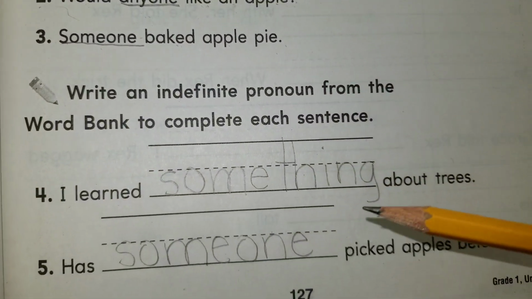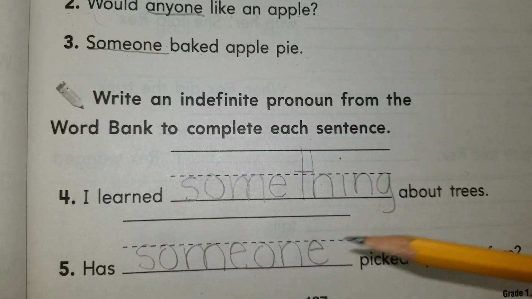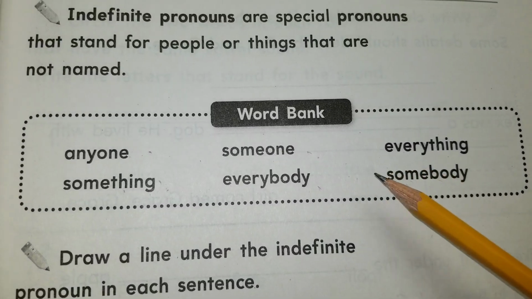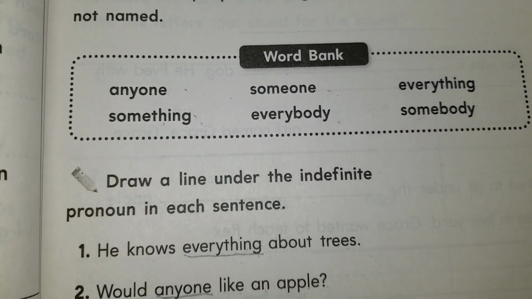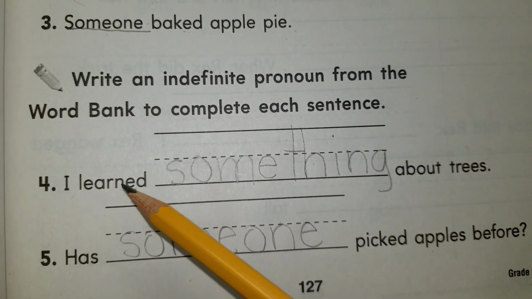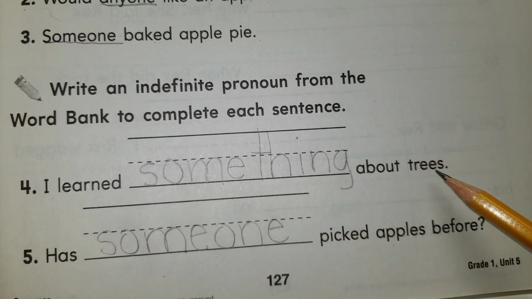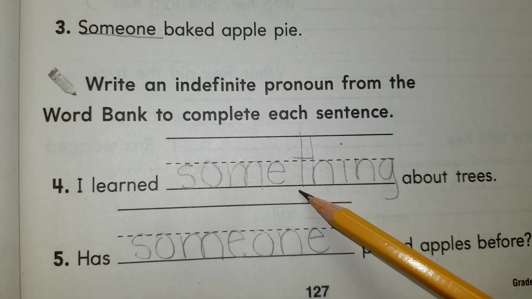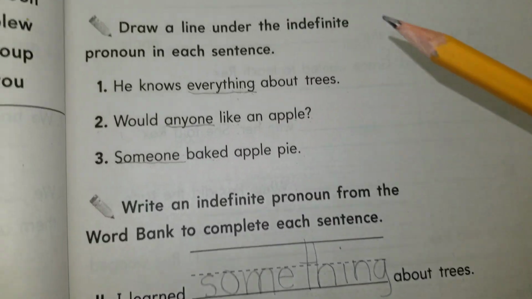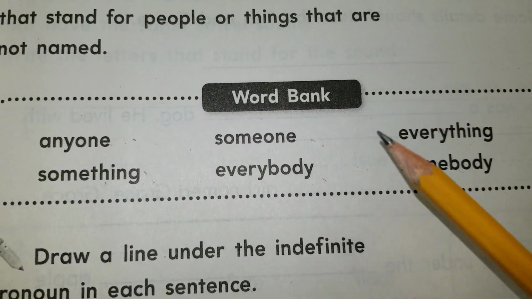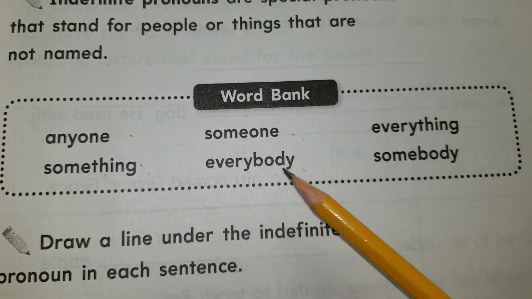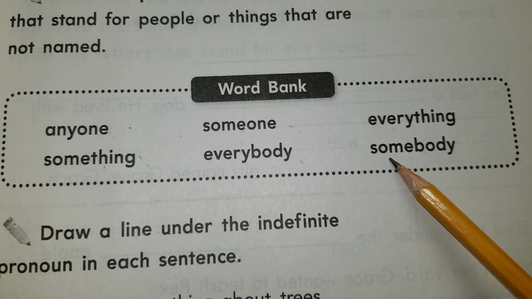Now, let's go to the bottom, because at the bottom you have the blank spaces, the empty spaces. And you are going to choose pronouns from the word bank to complete the sentences. Now, as you can see, boys and girls, the first one says, I learned blank about trees. I already chose an indefinite pronoun. I chose to use something. But these are all the indefinite pronouns that you can choose. You can choose anyone, someone, everybody, or somebody.